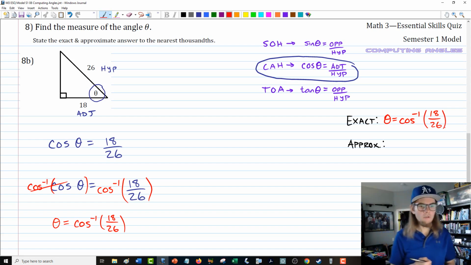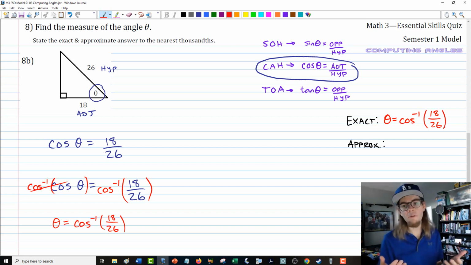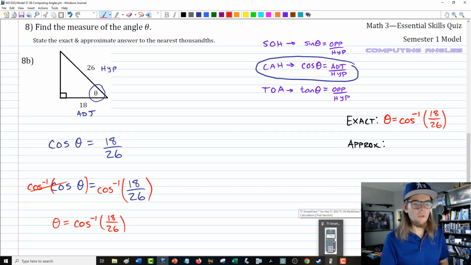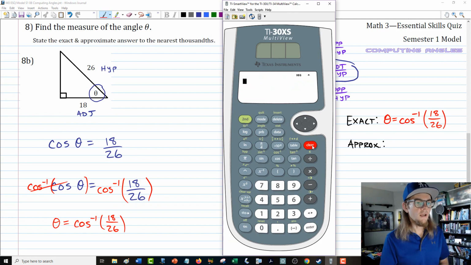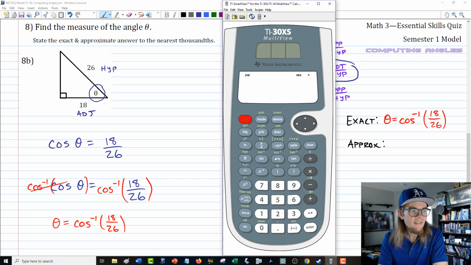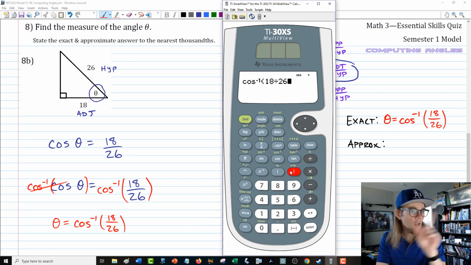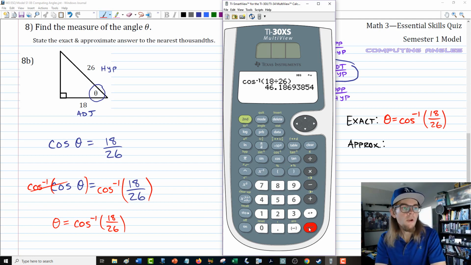So now, having said that, though, we of course want the approximate one. We want to be able to describe this in degrees. For college-bound students, describing things in degrees is huge. So we're going to go over to our calculator and, again, use the tools available. Once again, we are in degree mode. Very important. For me, that's right up here. It says DEG for degree. Next, I want to make sure I use inverse cosine. So I'm going to press second and then the cosine button to get the little cosine inverse. And then I'm going to put in exactly what we had, 18 over 26. Make sure I entered it correctly. Yes. Press enter.